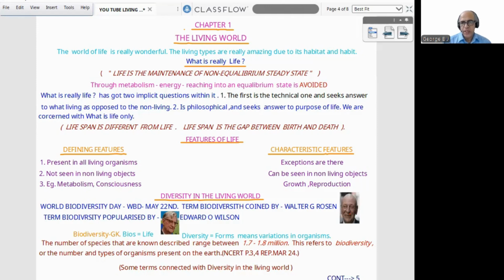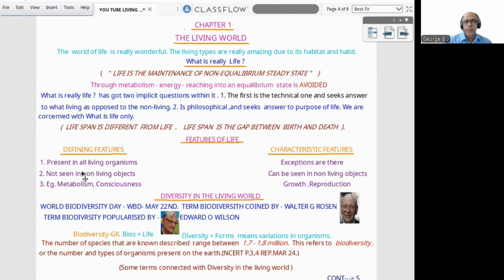Different features are available. We can broadly classify into two for convenience. One, defining features. Second, characteristic features. Defining features means more towards or concerned with life. Characteristic means it may be present in living and non-living. One by one we can proceed.